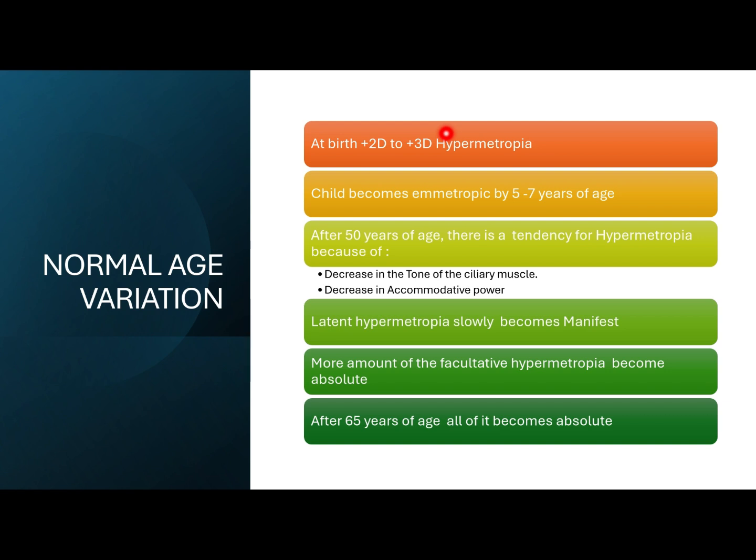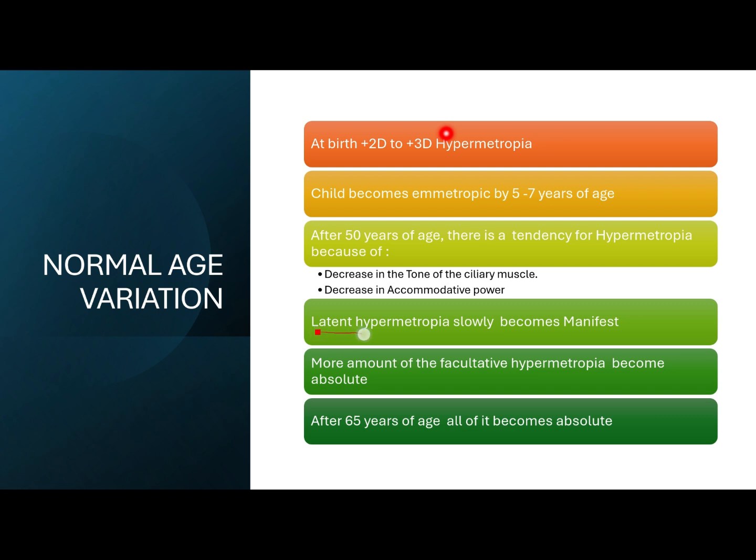Now let's see what are all the normal age variations. At birth we have around plus 2 to plus 3 hypermetropia, and by the age of 5 to 7 years the child becomes emmetropic. After 50 years of age, the tendency of hypermetropia is always there even for a normal person. Why is that? Because there is a decrease in the tone of the ciliary muscle and a decrease in the accommodative power of the eye.